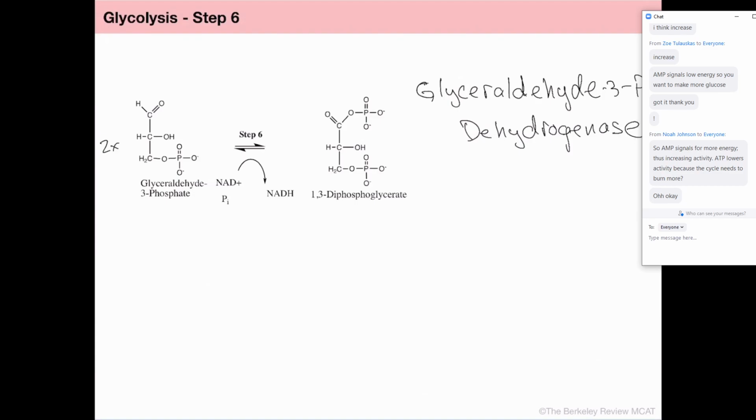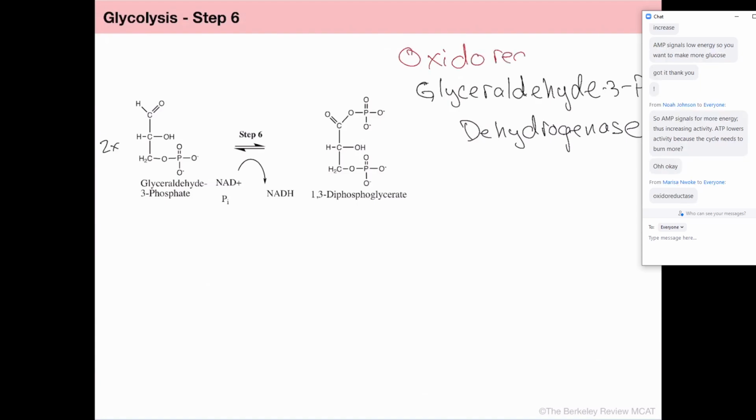Does anybody know what class of enzyme this is? Oxidoreductase. Okay, it's because we're transferring electrons from NAD to NADH. So anytime you ever see a reaction where there's NAD going to NADH or NADH going to NAD, it's going to be an oxidoreductase. All right, just a quick rule of thumb, simple. Okay, now I know that one.